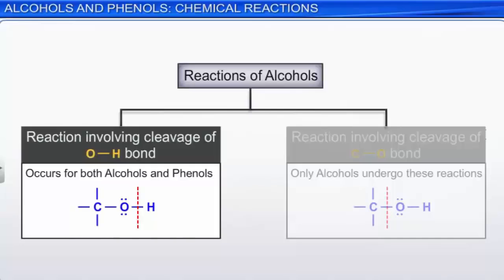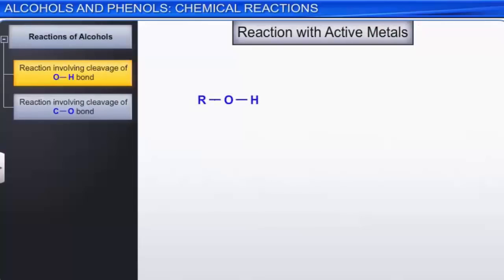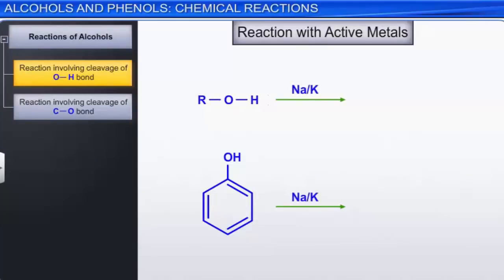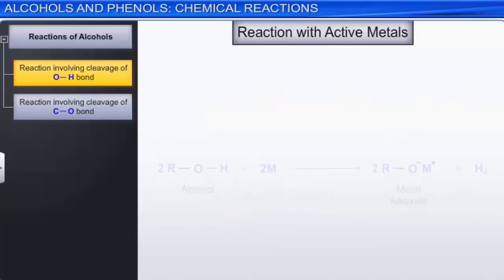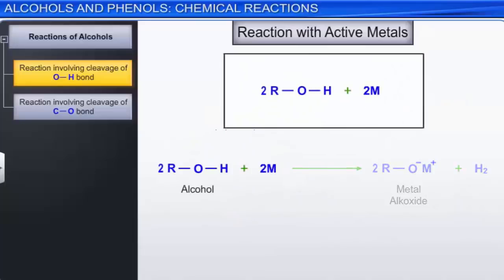Alcohols and phenols react with active metals, such as sodium, potassium, and aluminium to form alkoxides or phenoxides and hydrogen. The general formula of the reaction is shown here. Notice that the OH bond breaks as the metal alkoxide forms.